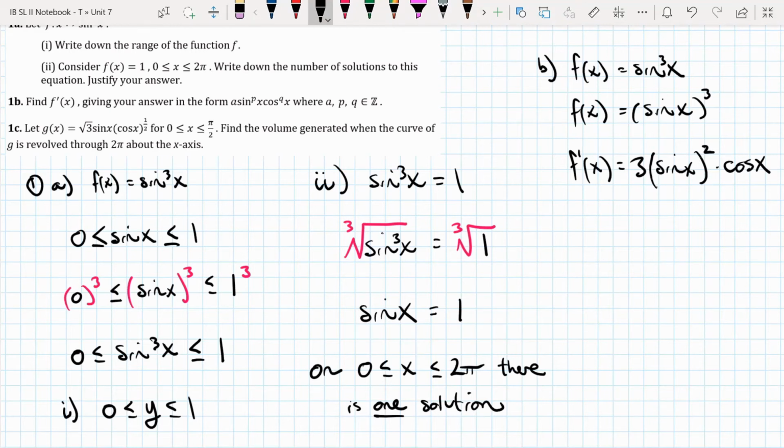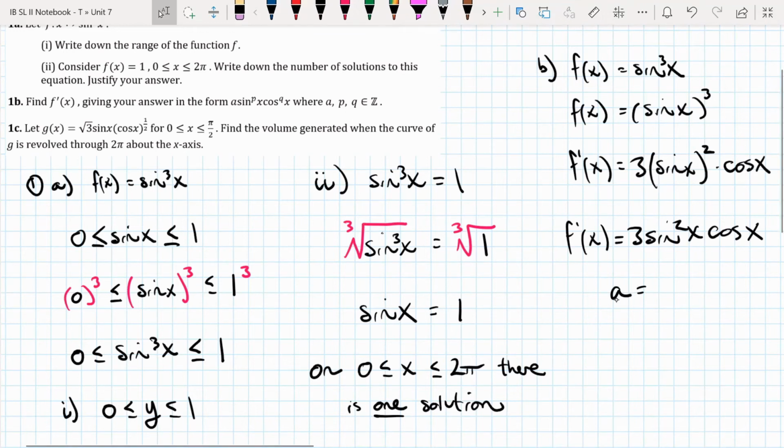Okay? And now just to write it out: we take the derivative of the outside function, which brings the 3 down and changes the 3 to the 2. The inside function stays the same. Then we multiply everything by the derivative of the inside function. And so the solution in the form that they want us to write it in looks like this. It doesn't ask for this, but we can identify the a, p, and q values now. The a value is going to be 3, the p value is 2, and the q value is the exponent of cosine, which is 1 in this case.